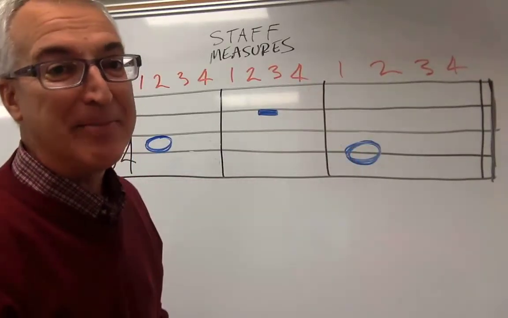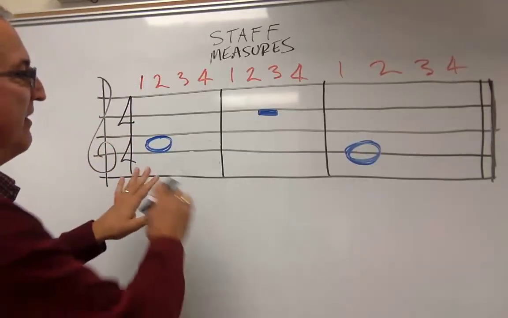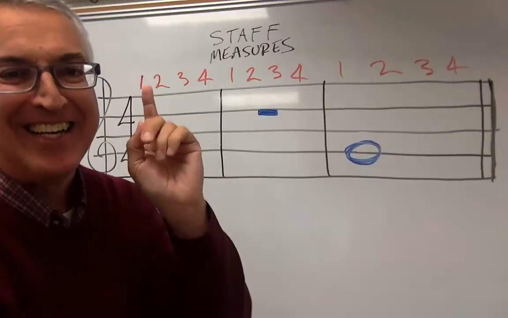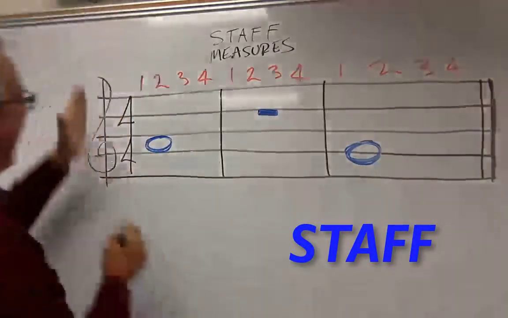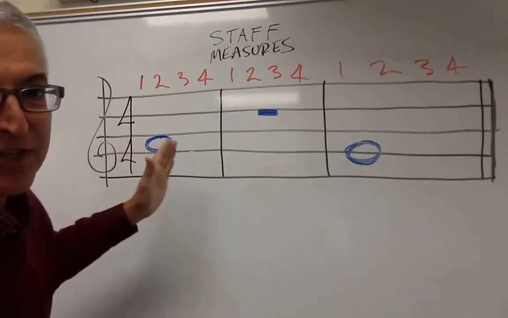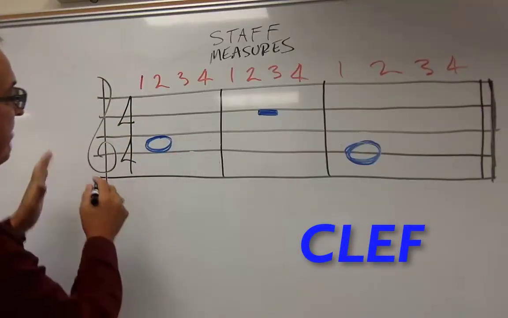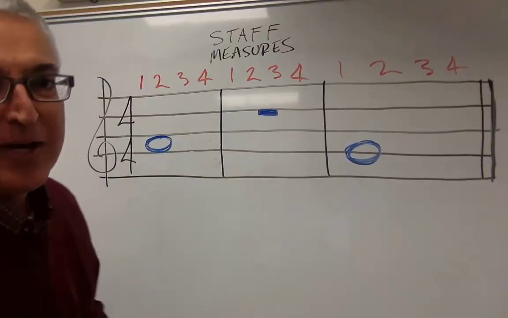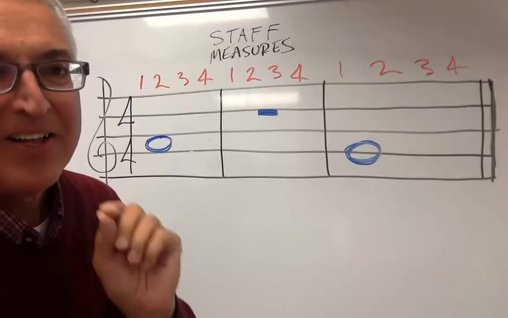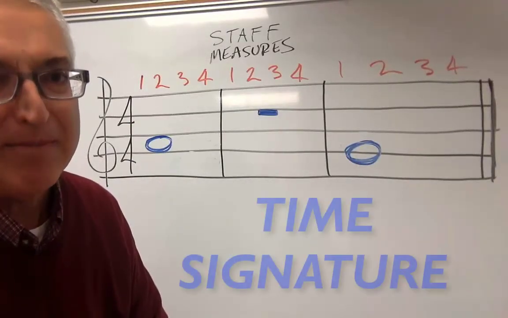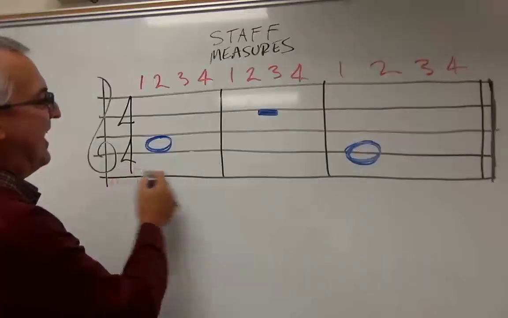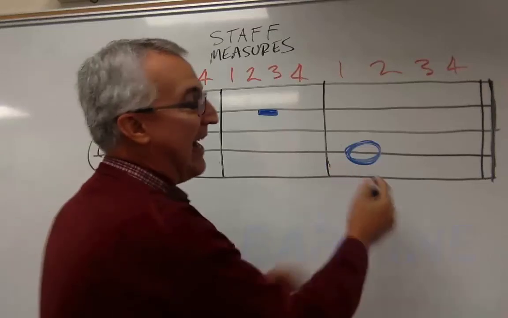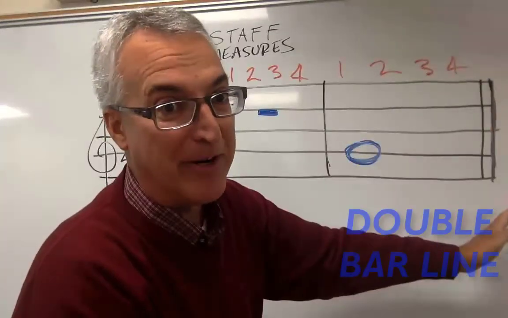All right, so we actually talked about a lot of things. Let's review. The 5 lines are called the what? The 5 lines are the music staff, okay? And then the symbol at the beginning of the staff is called the clef. Some of you will have a bass clef, but I have a treble clef here. The numbers that tell you how many beats are in a measure, those numbers are called the time signature. And then at the end of each measure, we have a bar line. Right? Here's a bar line, here's a bar line. At the end of the song, we have a double bar line.